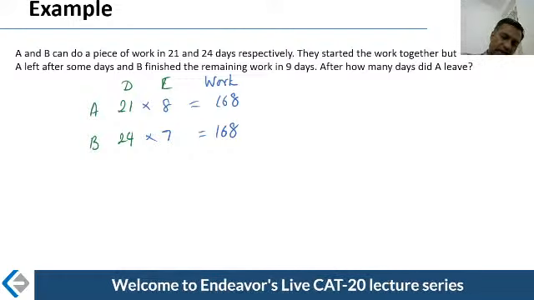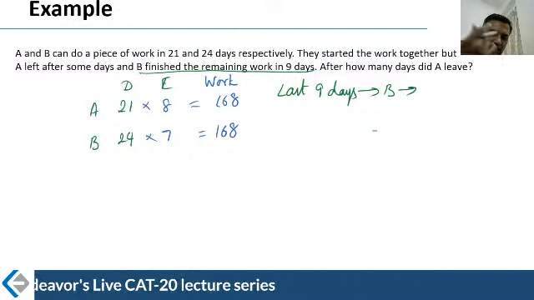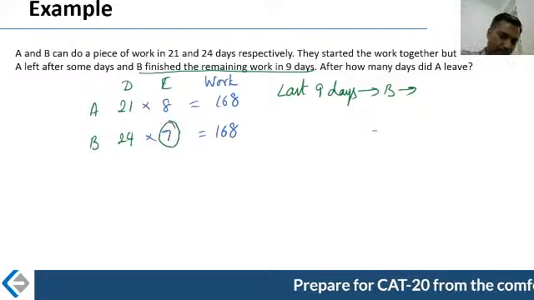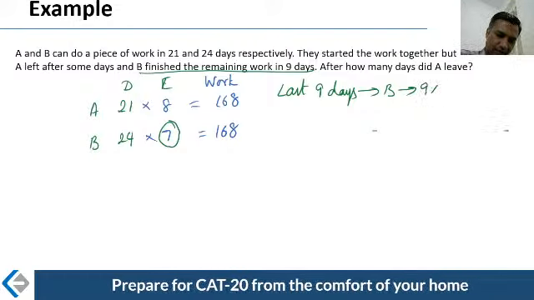Let's go here. Last 9 days. Who worked? B alone worked. B finished the remaining work in 9 days. Here, what is the efficiency of B? 7 units. Therefore, 9 into 7, 63 units. Okay, therefore, what is the remaining work, friends? Total work is how much? 168. Out of 168, in the last 9 days, 63 units are carried out.